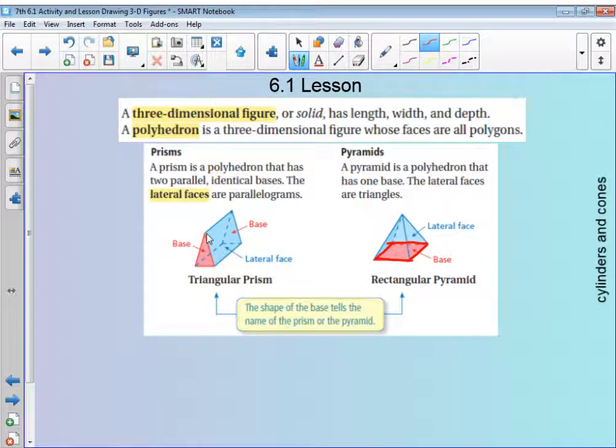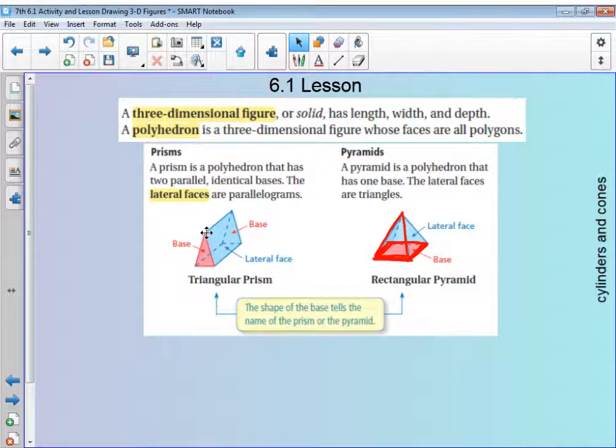The lateral faces, or the faces that are coming up to that point, are all going to be triangles. So in this case, we would have 4 triangles because there are 4 sides to this base. There are 4 triangles that are needed to make up the lateral faces, or the outside edges, of that pyramid. Okay, so the key thing is your base is always what is going to be used to name your prism and your pyramid.